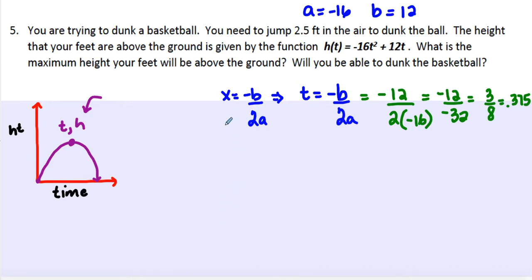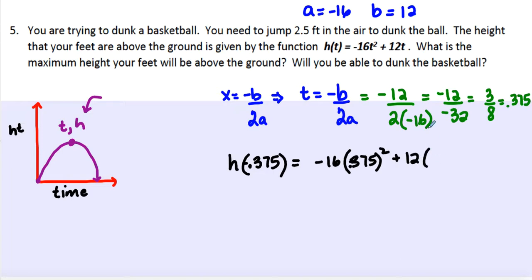So now I know that at 0.375 seconds, I'm at my maximum height. But I need the height. That's the h, or the y coordinate. So I'm going to plug that in. I'm going to do h at 0.375 equals negative 16 times 0.375 squared plus 12 times 0.375. Now you could use the fractions, it doesn't matter. I just chose to use the decimals.